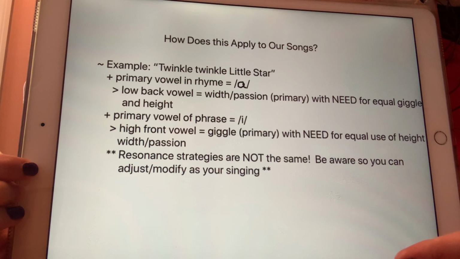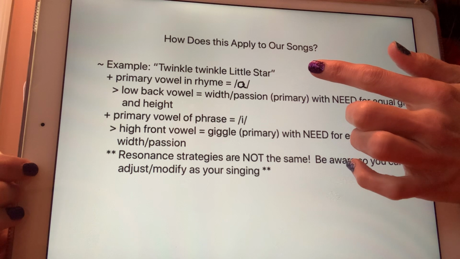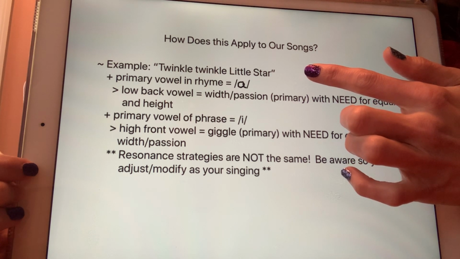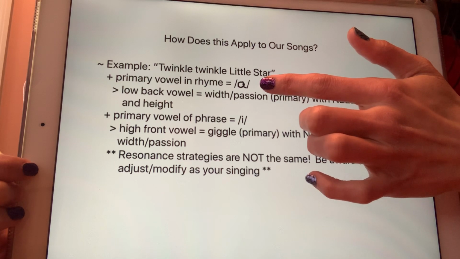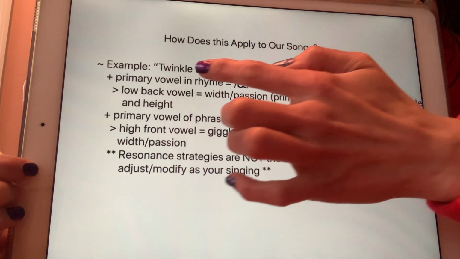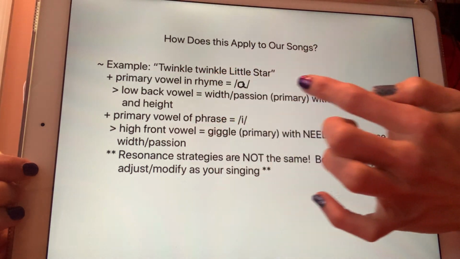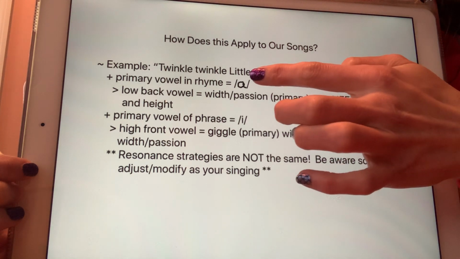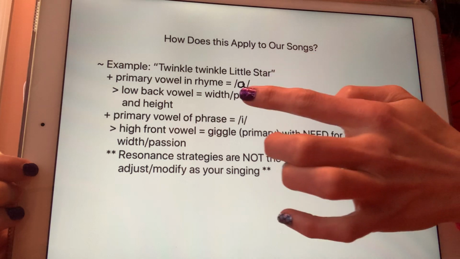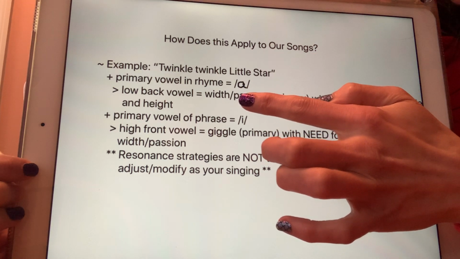What about when the rhyming vowel isn't the same vowel throughout the phrase? So twinkle, twinkle, little star, star is the rhyme word. The vowel is ah. But twinkle, twinkle, the vowel in that is primary E. So when we think about the rhyme for star, it's a low back vowel. It's an ah.